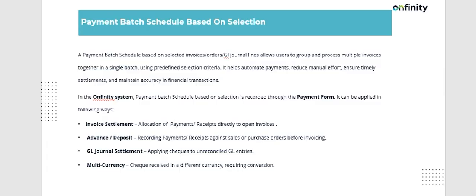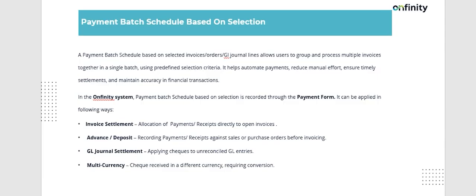Overview of payment batch scheduling. In the payment form, there are two ways to create payment batch schedules. Based on selection, where you manually select the records, invoices, orders, or GL lines to include in the batch. Based on rules, where the system automatically picks records according to predefined rules or filters that you define. In this session, we will focus only on the payment batch schedule based on selection, where users manually select invoices, orders, or GL lines to generate the payment batch schedule.